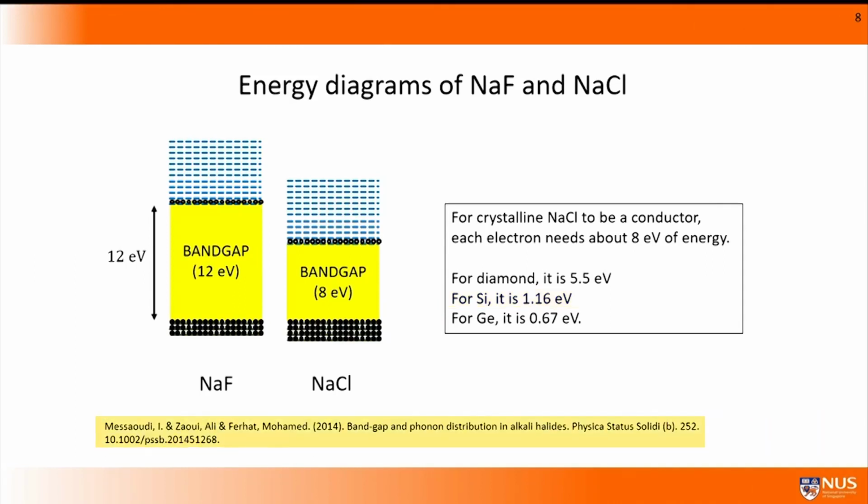Masodi et al. have actually measured it in a paper in 2014 and published the results in Physica Status Solidi E. And this is the valence band in sodium chloride. The conduction band's way up here, 8 electron volts away. In the case of sodium fluoride, there's an even larger 12 electron volt gap.